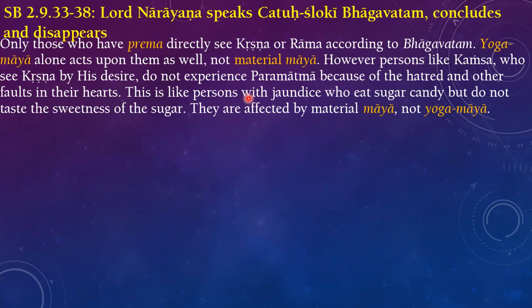They are affected by material Maya, not Yogamaya. Kamsa, Jarasandha and Duryodhana are firmly affected by Maya. Even though Krishna is there, they see Krishna as one of the human beings only. Artham na pratiyeta: the meaningful object is not shown to people who are affected by avidya. Krishna is the Supreme Personality of Godhead, but that understanding is never revealed to them.